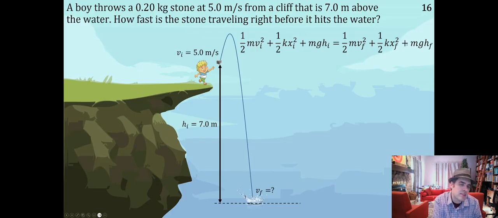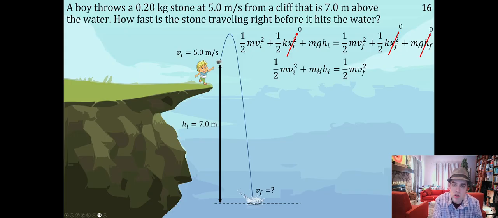And the final height, the stone is at the water at the final point, so this is zero. So all of these terms are zero. And so we're left with just 1/2 mv squared plus mgh equals 1/2 mv squared. This is the final velocity.